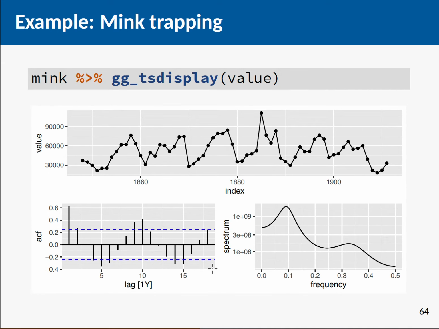Anyway, what we can also do is use this really nice command called gg_tsdisplay. We can take a look at the value of the time series along with its autocorrelation function and the partial autocorrelation function. If you want the partial autocorrelation function here, you can say value, comma, and then there is a plot type option in which you can mention what type you want.